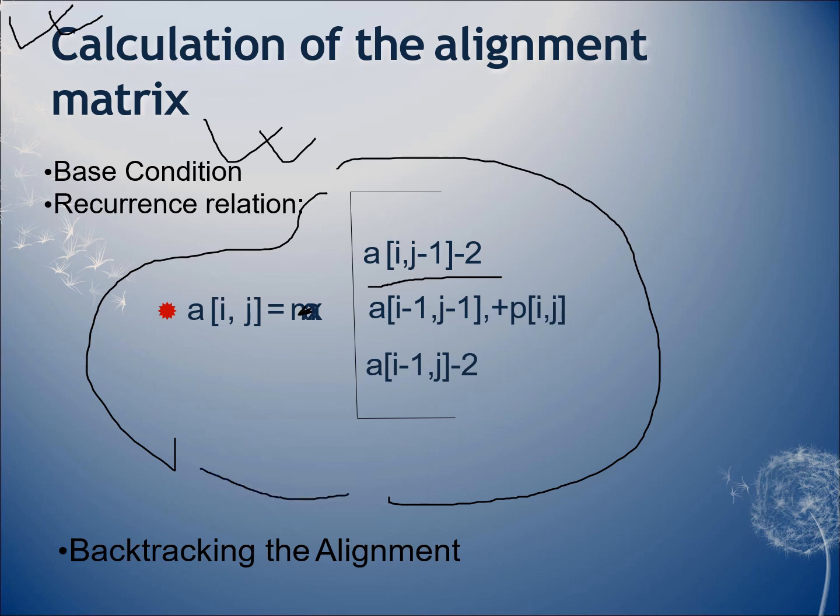And just one more very important thing in global alignment, and also in local alignment, is backtracking the alignment. All right, so backtracking plays a very important role when you are considering global and local alignment, through which you can find the optimal score.